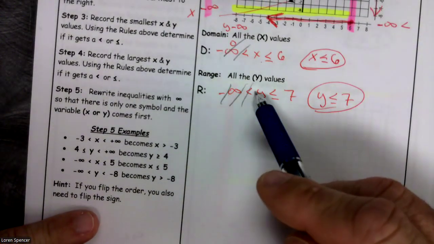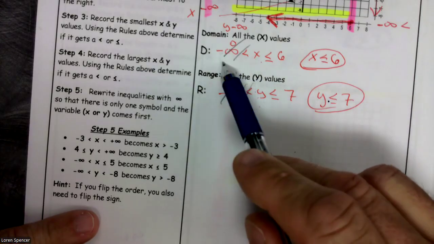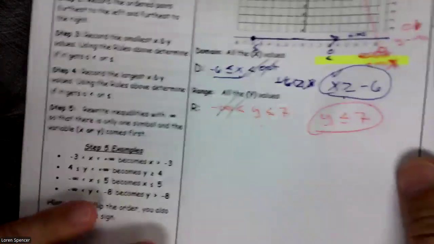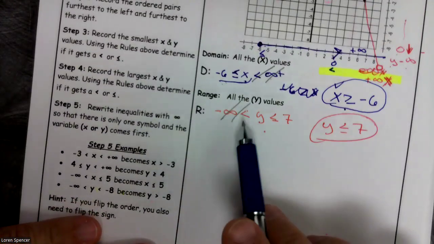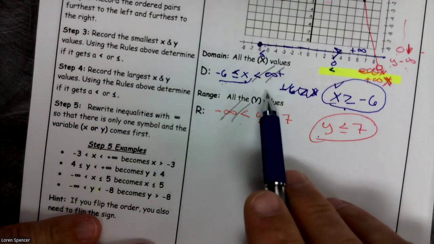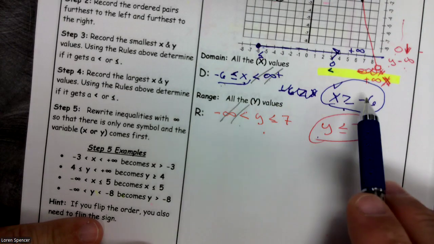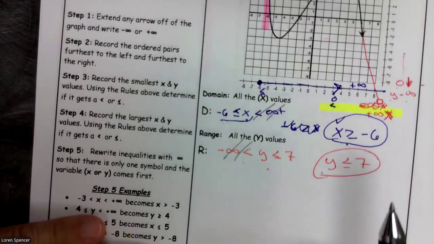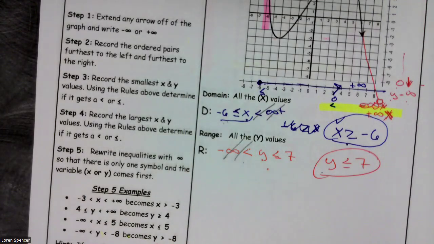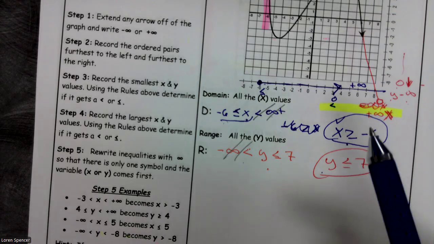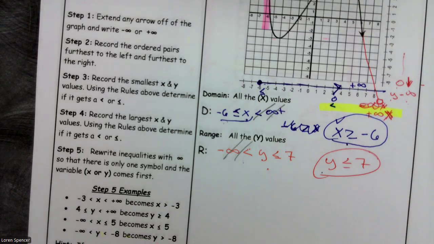Negative infinity for the y, no problem. Negative infinity for the x, no problem. On this one, negative infinity for the y, no problem. Here we had a positive infinity, so we had to flip it. So you have to always have the variable on the left when you're working with infinity. And so you eliminate infinity and you must have the variable on the left. The only time you have to flip it is if you have a positive infinity.